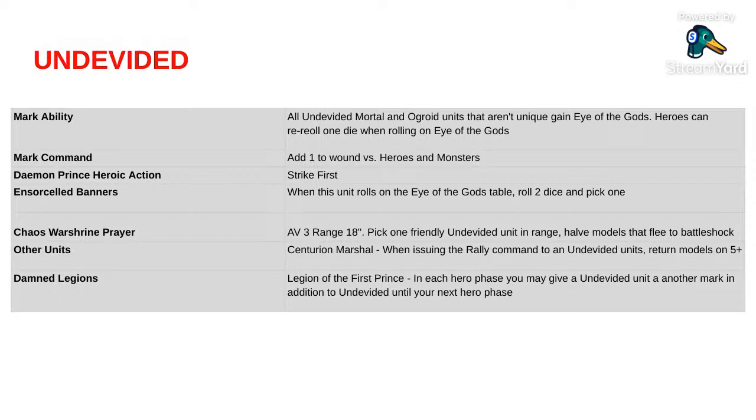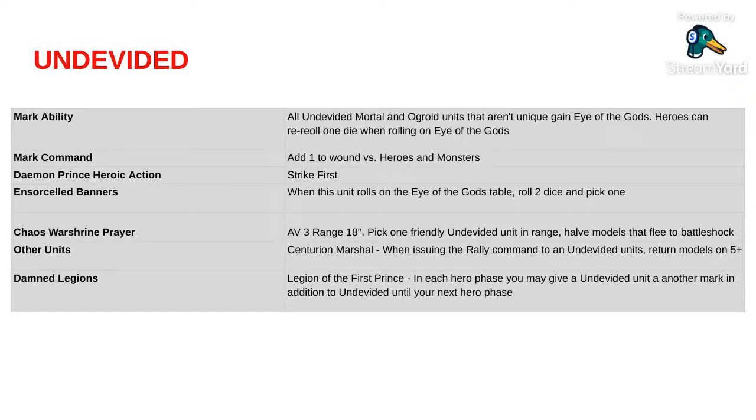Now, as far as what triggers rolling on the Eye of the Gods table, that is killing heroes and taking control of objectives that were previously held by your opponent. There's also some other abilities that will allow you to get rolls on the Eye of the Gods table. Your Chaos Chosen get to roll on the Eye of the Gods table at the beginning of the game. There's a spell that lets you roll on the Eye of the Gods table for a unit with that keyword. So there are some abilities and ways to get it. But that's what we got there.